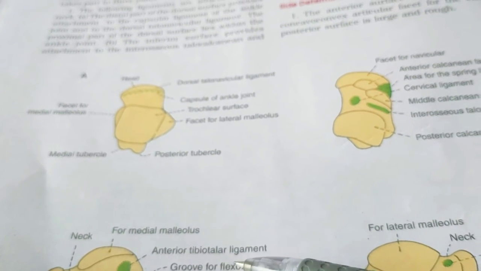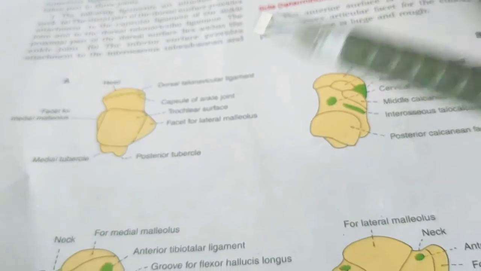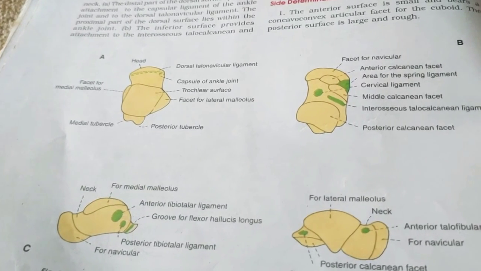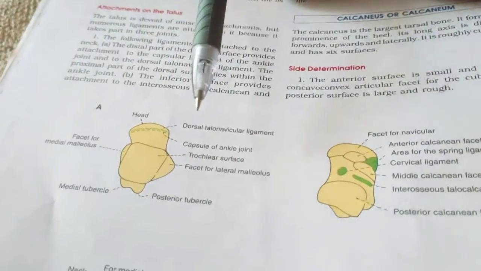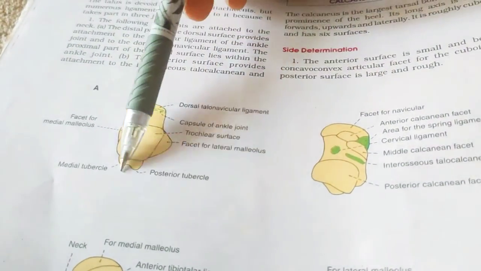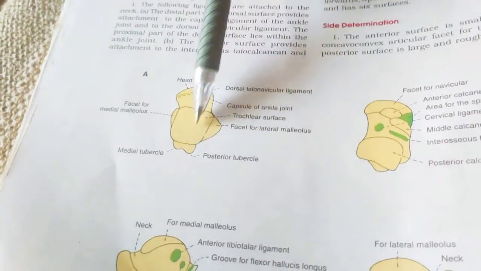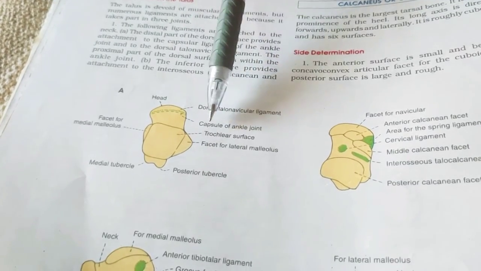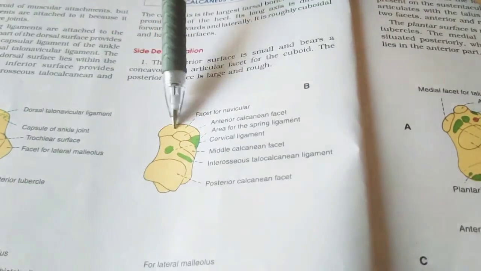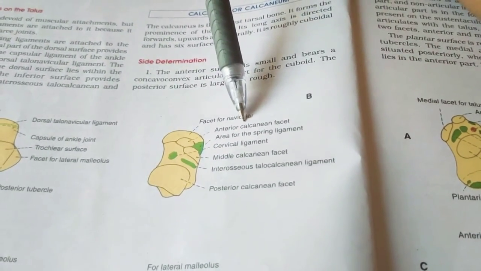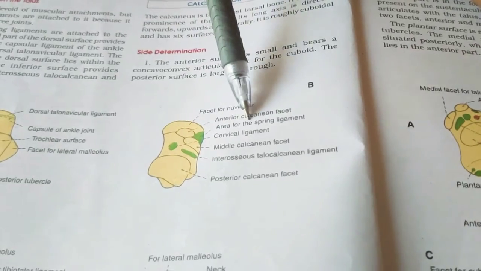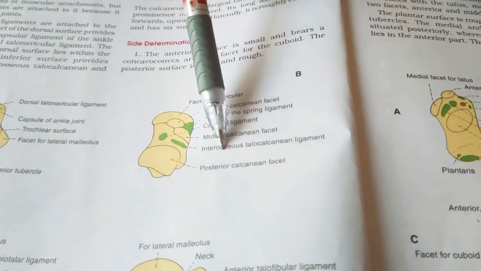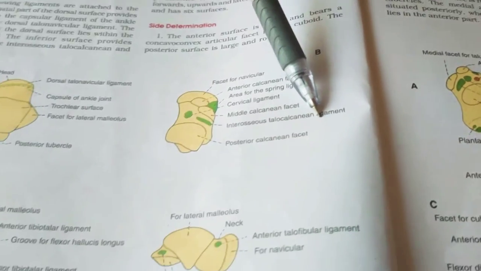So you can see here the anterior tibiotalar ligament, this is the posterior tibiotalar ligament. So once again let us check out all the ligaments which are attached to our talus. If you see the talus in the superior view, you see only 2 ligaments: one is the dorsal talonavicular ligament and one is the capsule of the ankle joint. And if you see the talus especially on the inferior side, then you see the spring ligament, you see the cervical ligament, and also you see the interosseous talocalcaneal ligament.